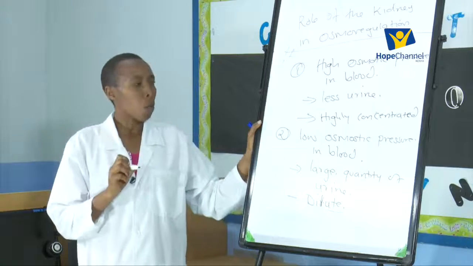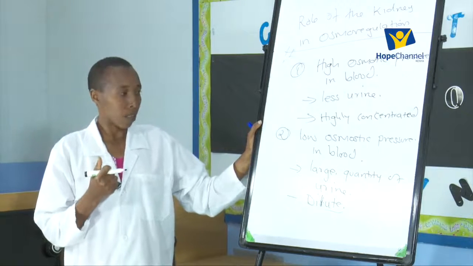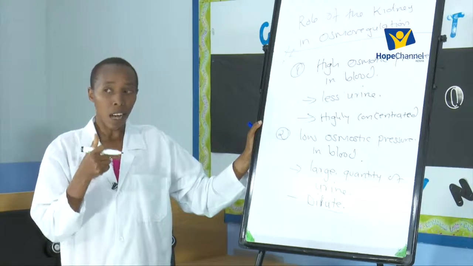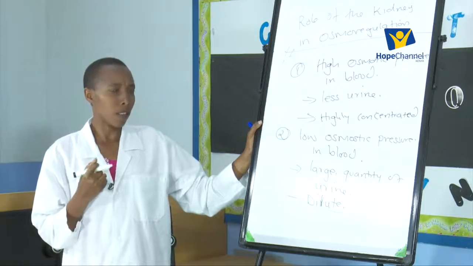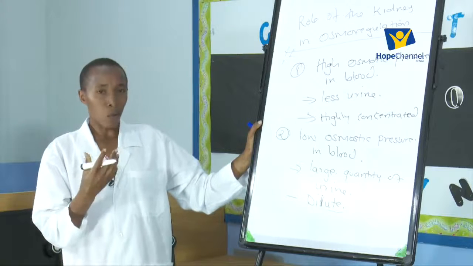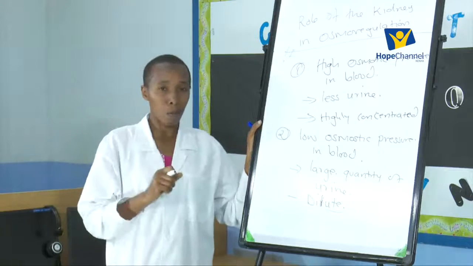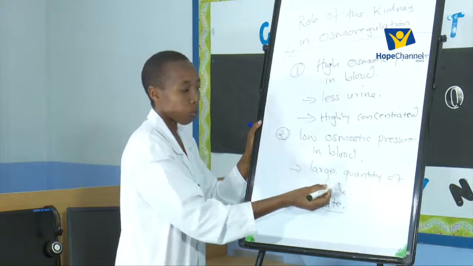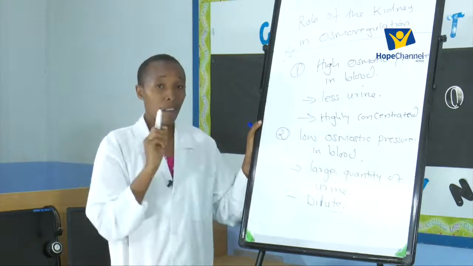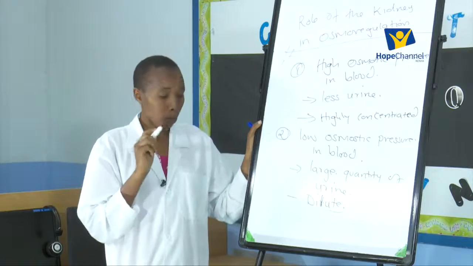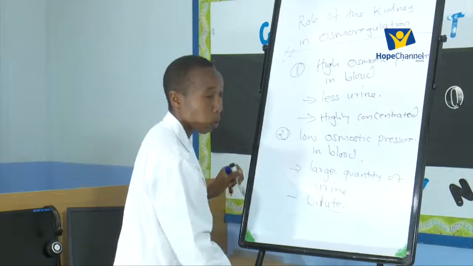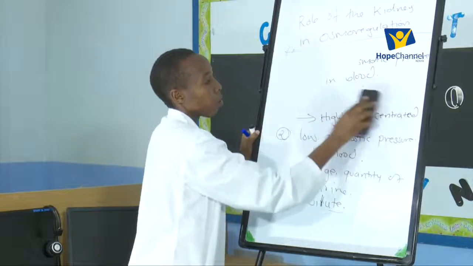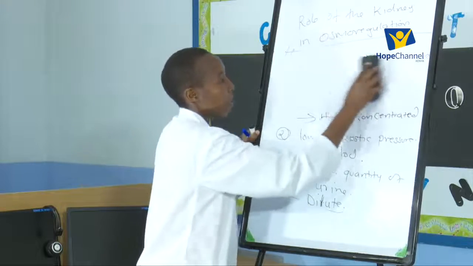Now, there is a situation whereby the pituitary gland fails to produce enough antidiuretic hormone. What happens? It means that less water is reabsorbed back into the blood. As a result, this person passes out large quantities of dilute urine. Such a person is not normal. Such a person is suffering from a condition we call diabetes insipidus. And that condition is whereby someone feels thirsty all the time.